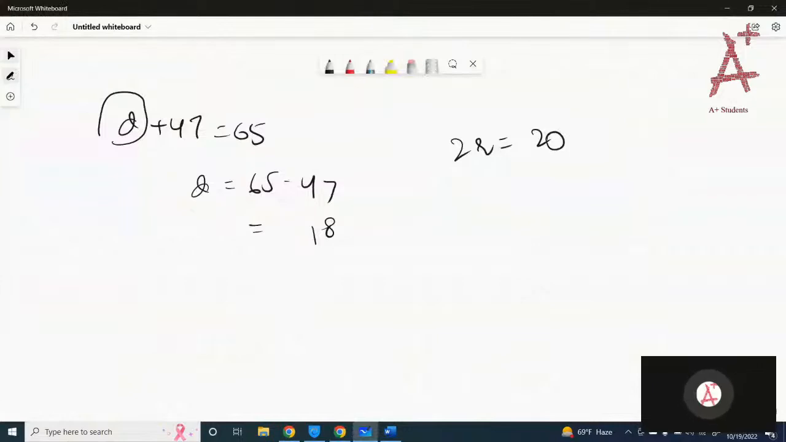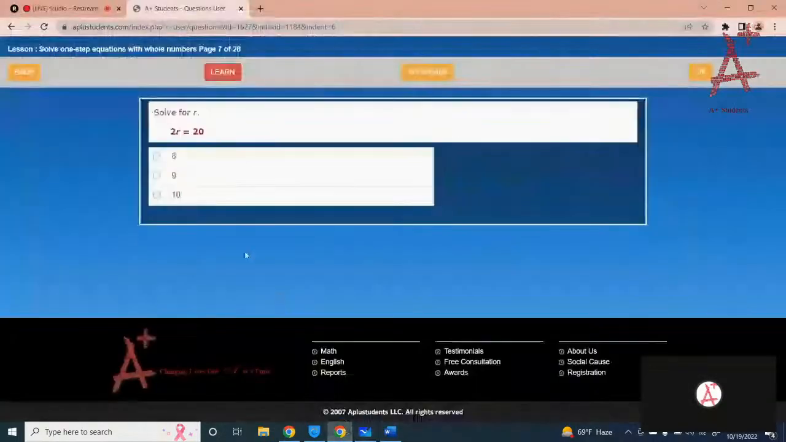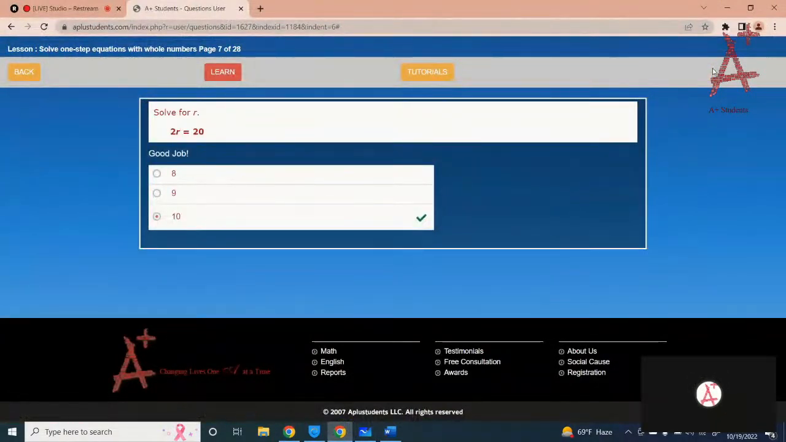So 2 is multiplying r, so the opposite of multiplication is division. That means when you shift it to the other side, you have to divide by 2. So 20 divided by 2 is 10. Got it? So select the correct option, 10, and click on the OK button.